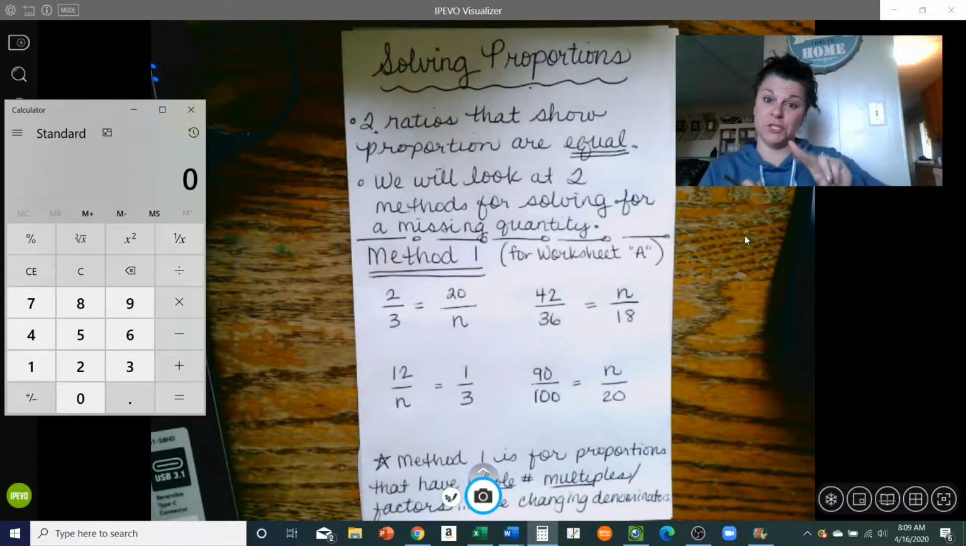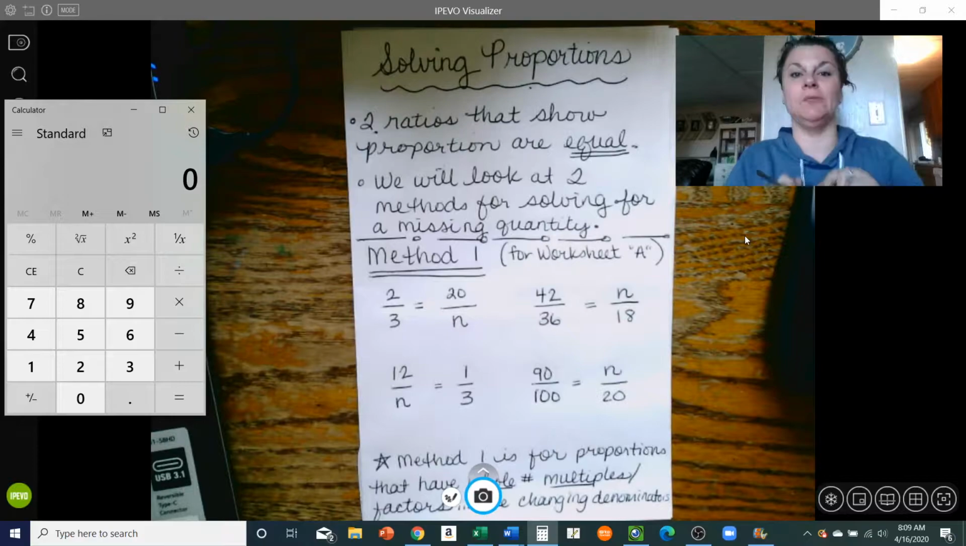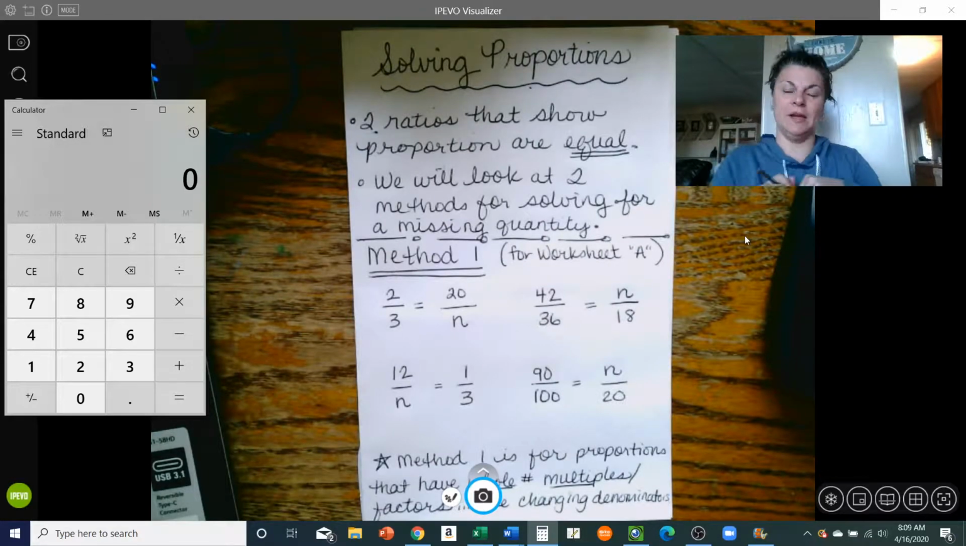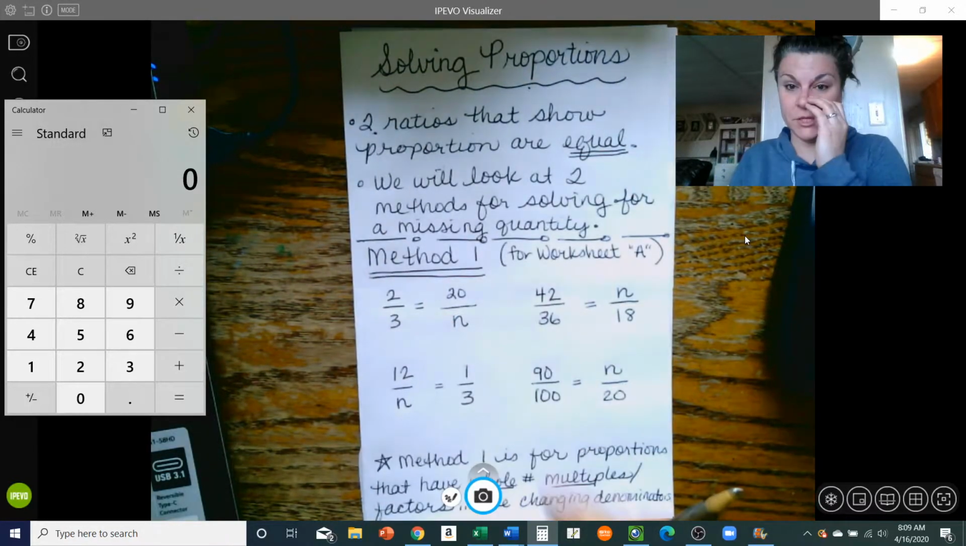We can't solve for 2 unknown amounts. That doesn't work until you get further along in algebra and you're given more information. But those problems are a lot more challenging. So, a proportion requires 4 pieces, 4 numbers. If you're given 3, you can solve a proportion and find the 4th number. So that's what we're going to do.